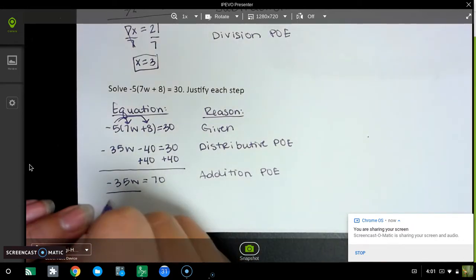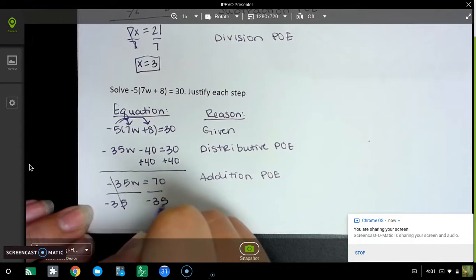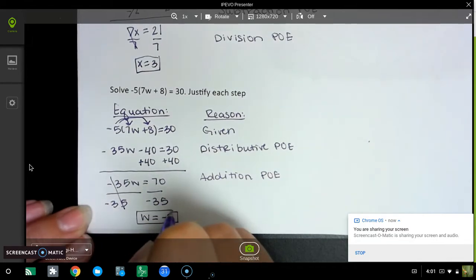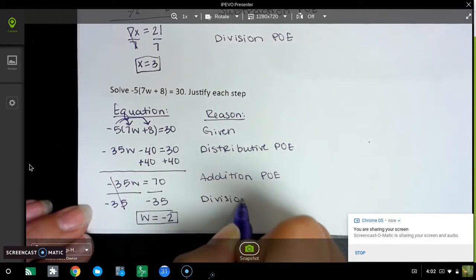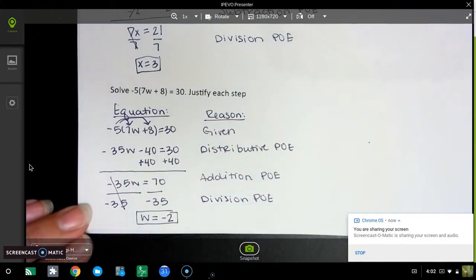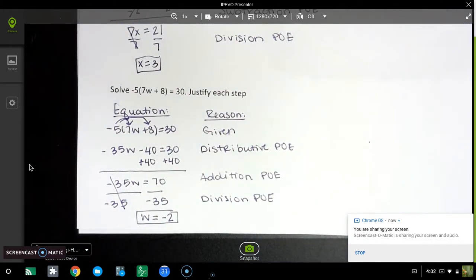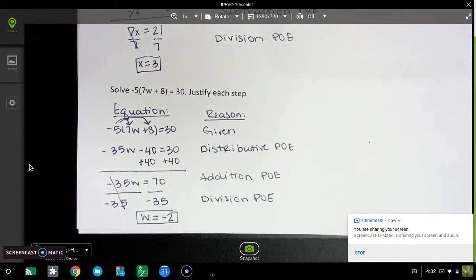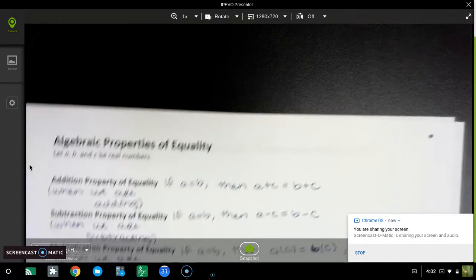So we divide by -35 on both sides, divide by -35, I get w equals -2. That reason right there was called the division property of equality. Okay, and those are our examples. So now let's go into reflexive, symmetric, and transitive properties of equality. Go ahead and flip your page.